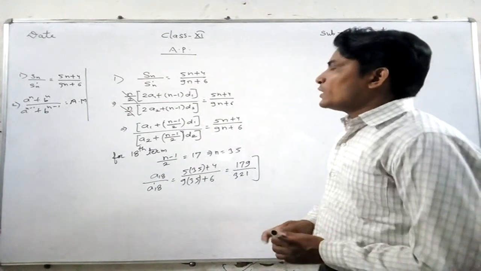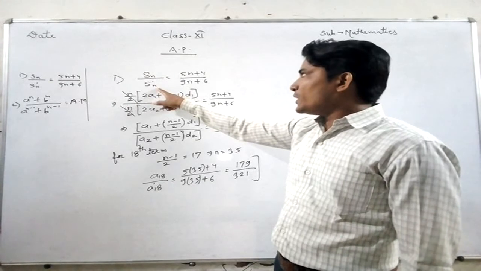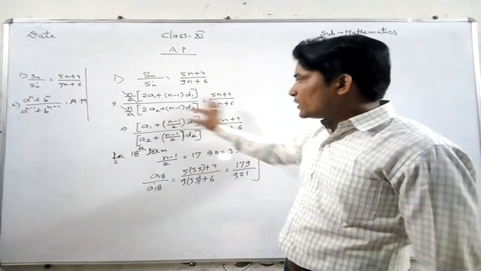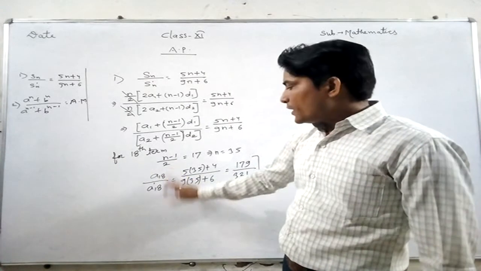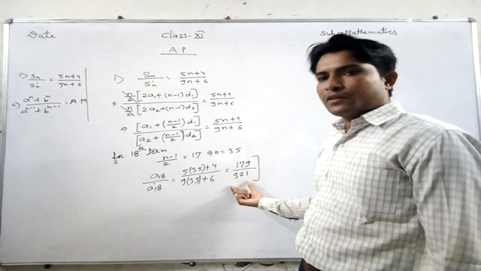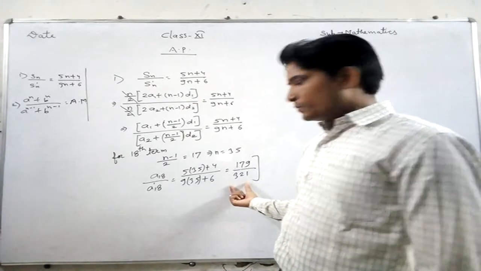Because the ratio of the sums of two APs is given, and on simplifying, what is the ratio of the 18th terms? That is 179 upon 321. I hope you understood this question easily. Okay, thank you.